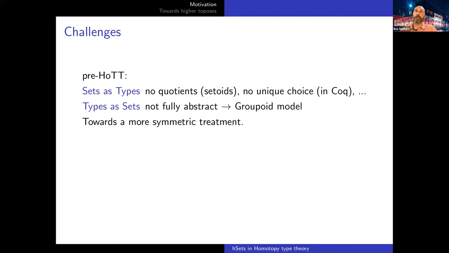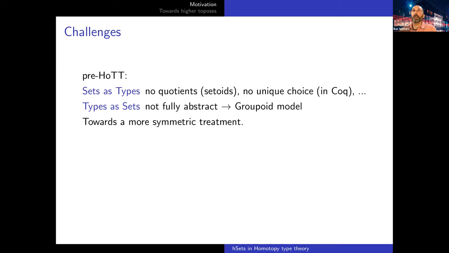So some challenges. Pre-HoTT we had sets as types. So we could pretend that sets were types, but then we had no quotients. So we needed to go towards the setoid hell. A setoid is a way of pretending that we have quotients. So we carry out the equivalence relation explicitly, and then we need to use setoid rewrite and carry around propers everywhere. The other thing is we don't have unique choice, which is also inconvenient and doesn't really fit the mathematical practice.